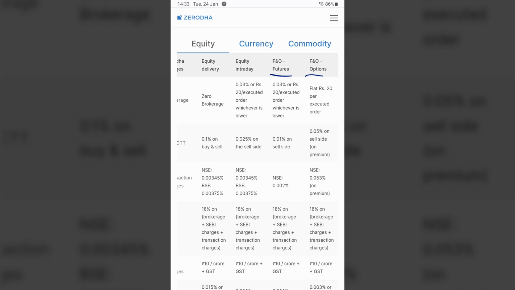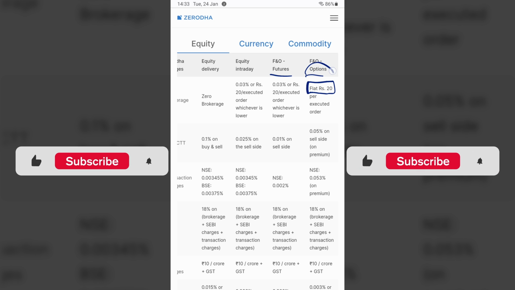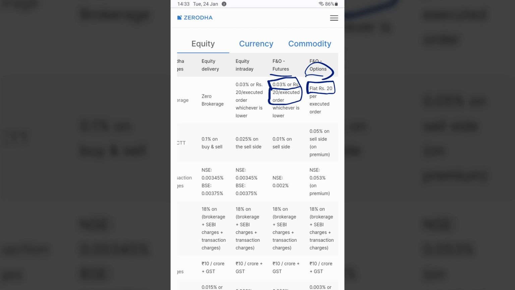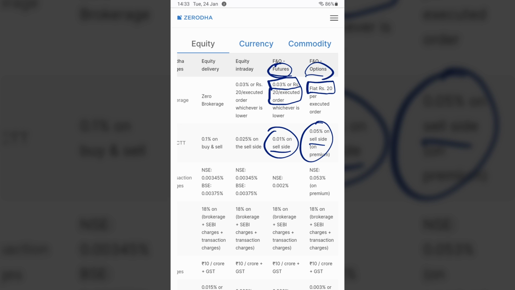Futures and options may have separate pricing. There are two different tabs over here. Your brokerage is flat 20 rupees if it is options, but it is 0.03 or 20, whichever is lower in case of futures. Your STT for futures is 0.01, for options it's 0.05. Both are charged on sell side.